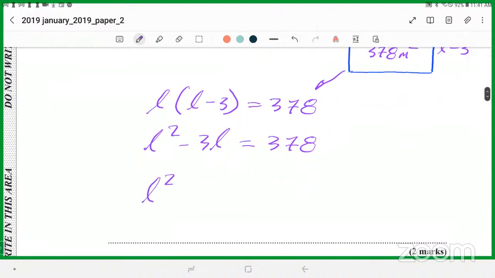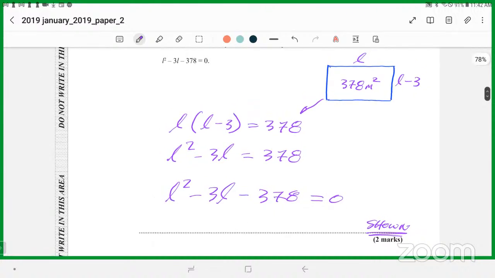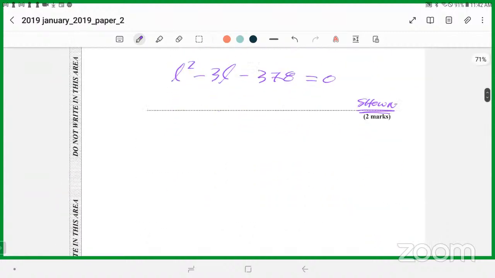And so L squared minus 3L minus 378 is now equal to 0. And that is shown. Nice and easy. Another 2 marks. Like everything is 2 marks. All right, beautiful. Next one.